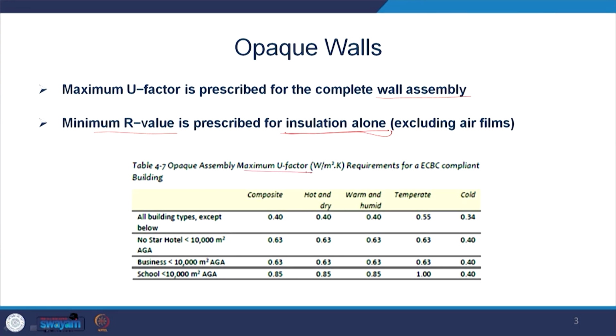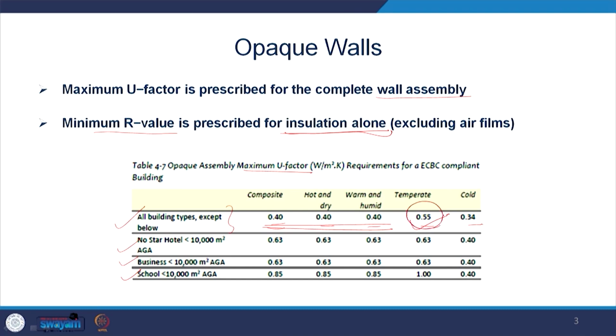The U values have been distinctly defined for buildings depending upon their purpose, depending upon their function. For all building types except hotels, business purpose buildings and schools, all other building types have the specified U values for walls as this. So, if we see for composite, hot dry and warm humid climates, the U values are 0.4. For temperate climates, the U value is prescribed to be higher.